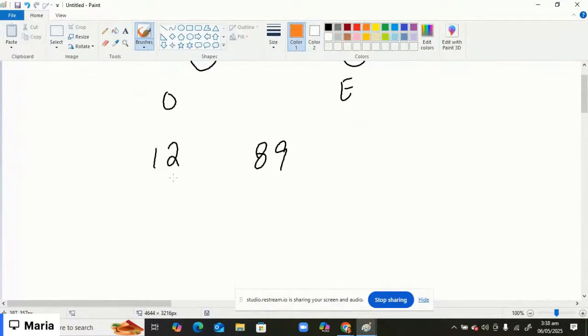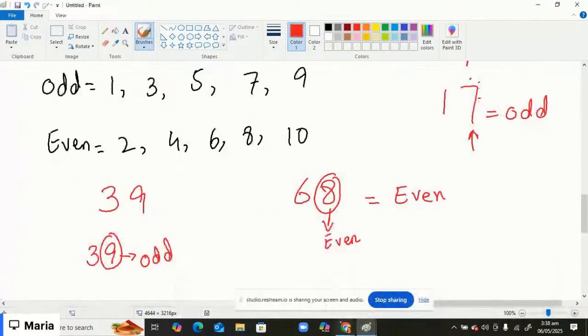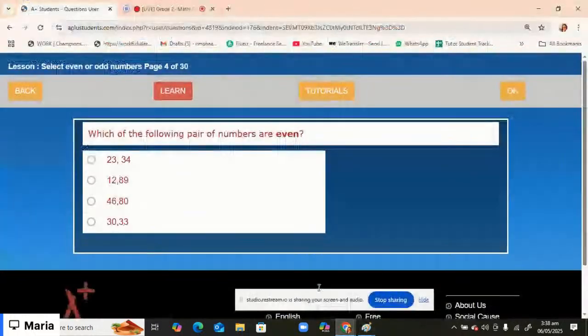From 12 we see the 2. 2 is even, so this is even. Now for the other, there is 9, that is odd. So this is also not the option because 1 is even and 1 is odd. We only write down the even numbers.